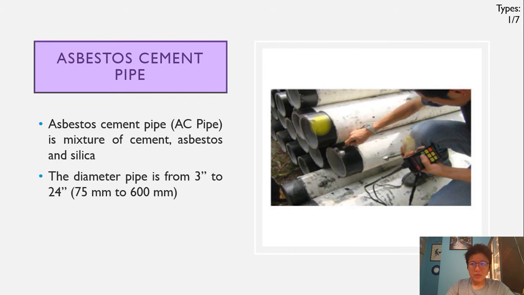Okay, we'll quickly go through 7 of the common pipes that we come across. Asbestos cement pipes. You see a lot of these on the roadsides when they are laying the pipes, right? The white colored thing with black ends. So these are the asbestos cement pipes. They are made of cement, asbestos, and silica. And the diameter is between 3 inches to 24 inches. These are commonly used laying on the roadside to tap from the main.